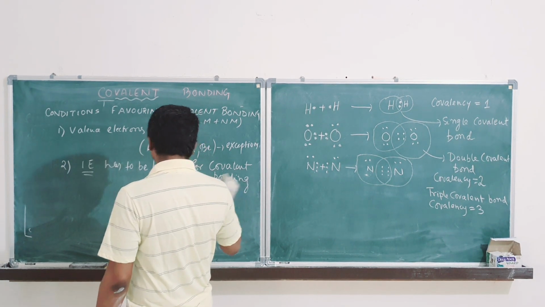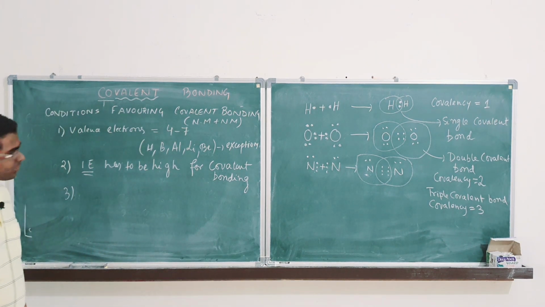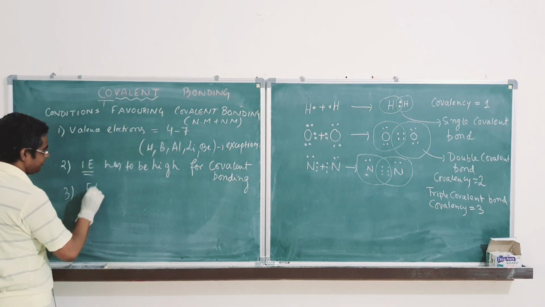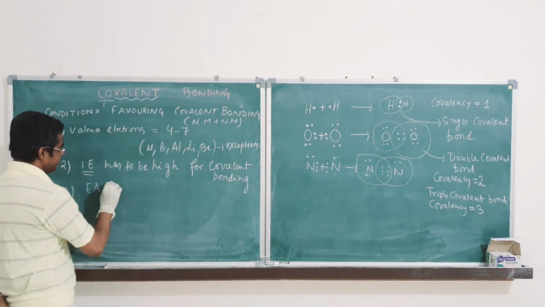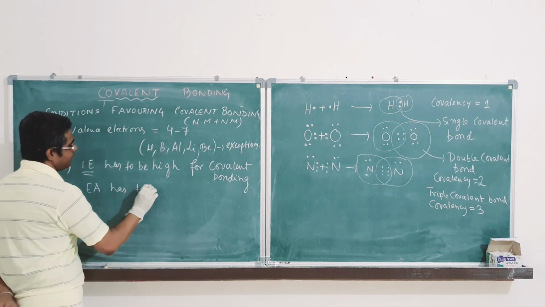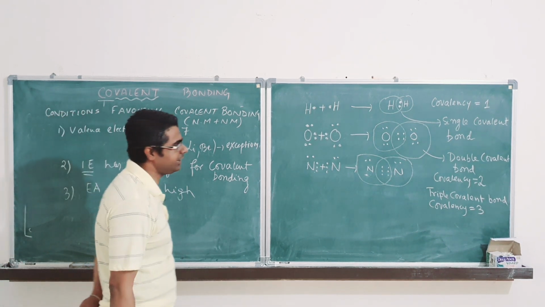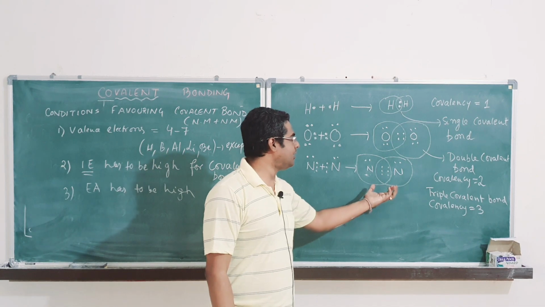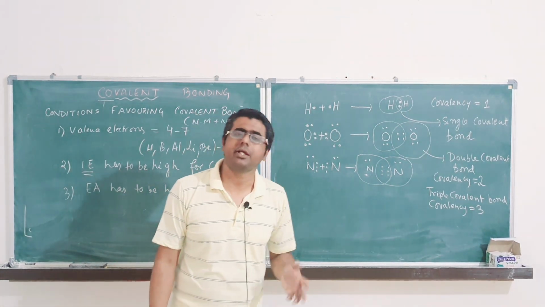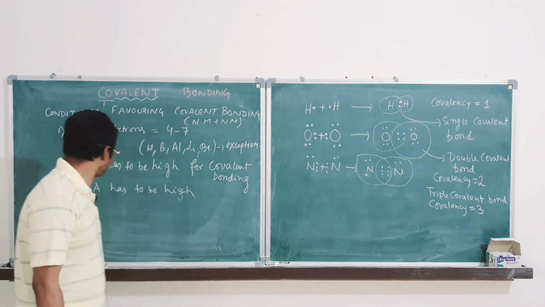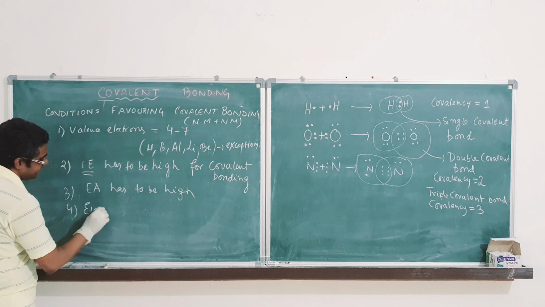Clear? Number 3 point is electron affinity, that is EA, right? You will write total electron affinity. Electron affinity has to be high, because if the electron affinity is not high, then they are not going to form the bond itself. Okay, because they need electrons, they have to have some electron affinity. Next is electronegativity difference.